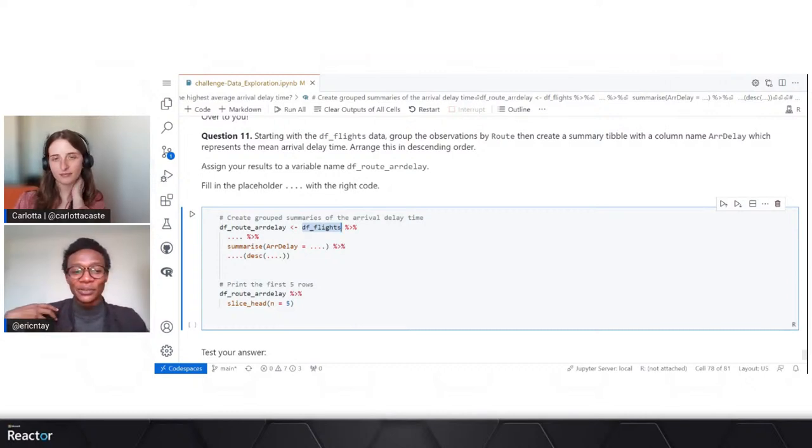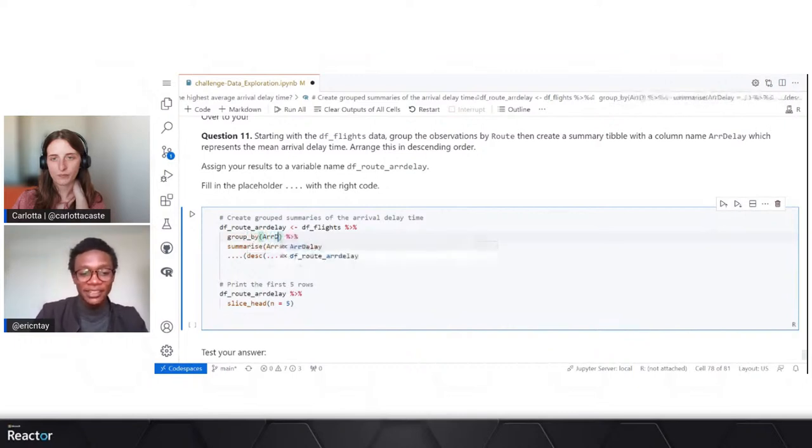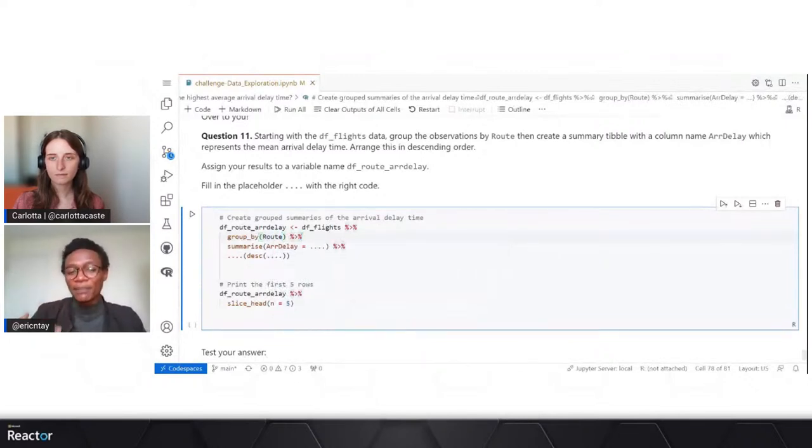We want to group by the arrival delay, right? So what do we use? We use the verb group by. So we want to group by the route. Sorry, we want to group by the route. So for each route, we want to find the mean arrival delay. So these are the number of minutes that our flight was delayed.